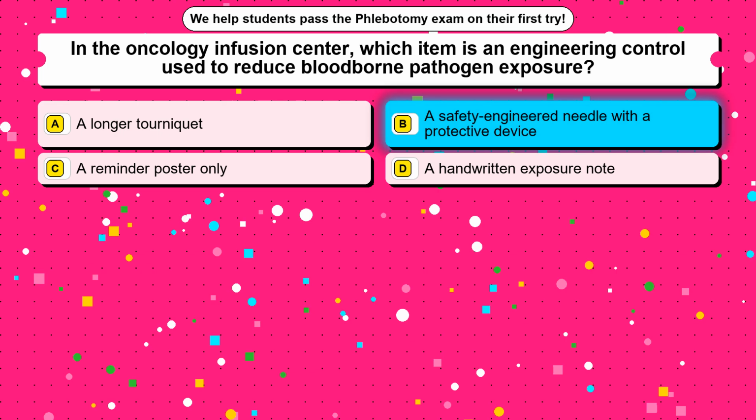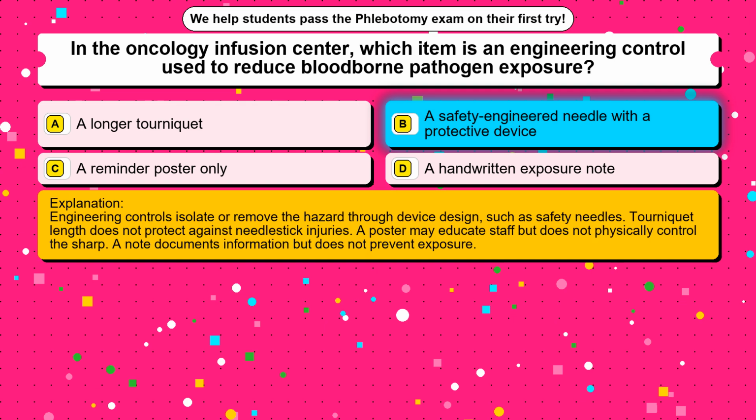A safety-engineered needle with a protective device. Engineering controls isolate or remove the hazard through device design, such as safety needles. Tourniquet length does not protect against needle stick injuries. A poster may educate staff but does not physically control the sharp. A note documents information but does not prevent exposure.